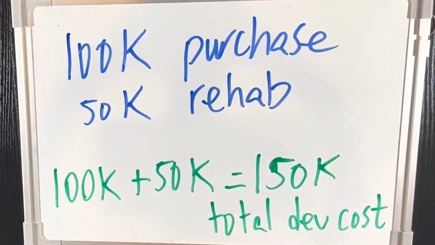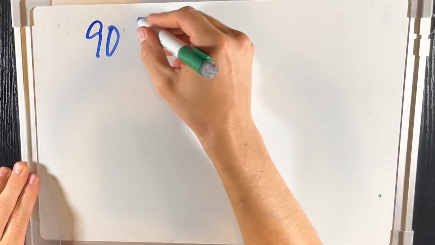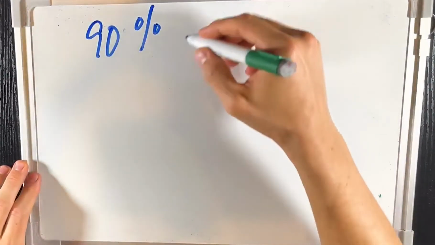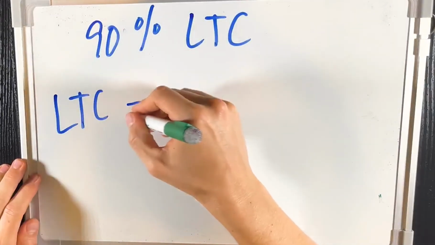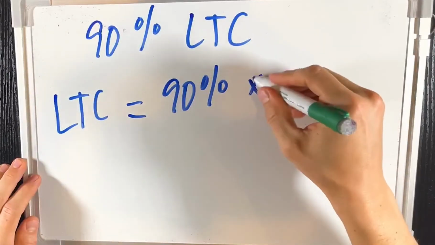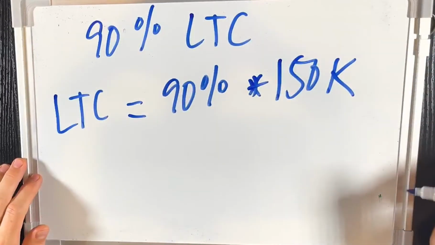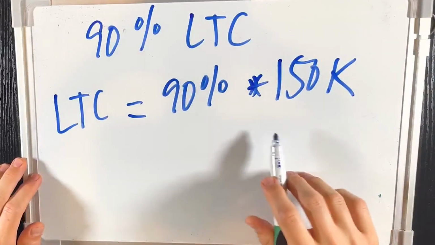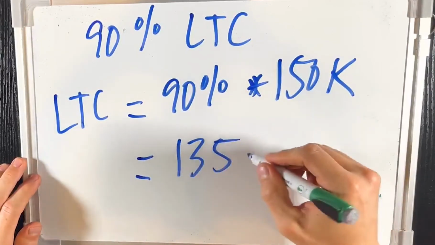Now, let's see where exactly LTC comes into play here. If your lender comes in and says, hey, Jack, we can finance 90% LTC. All right, what does that mean? 90% loan to cost would mean, let's say LTC equals 90%, and then multiplying by the 150K worth of dev costs. So if you do 90% times 150K, that would be 135.